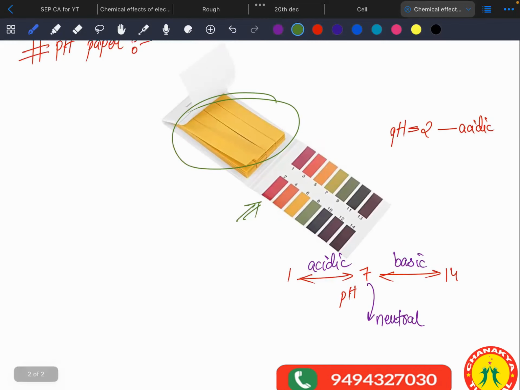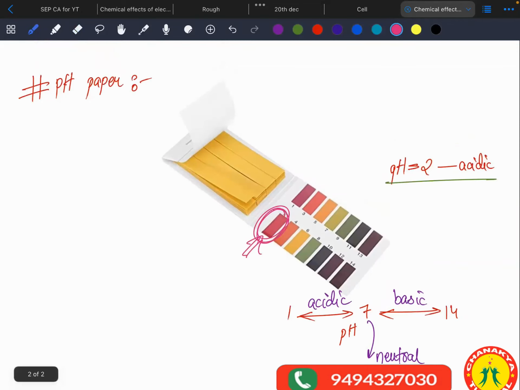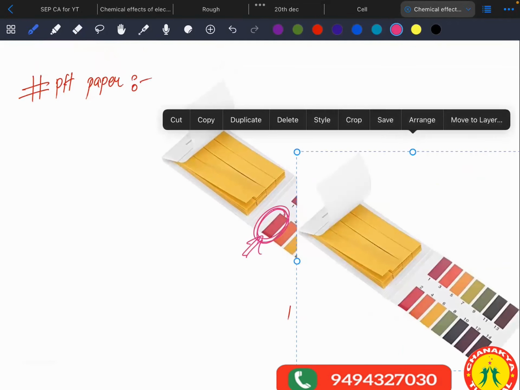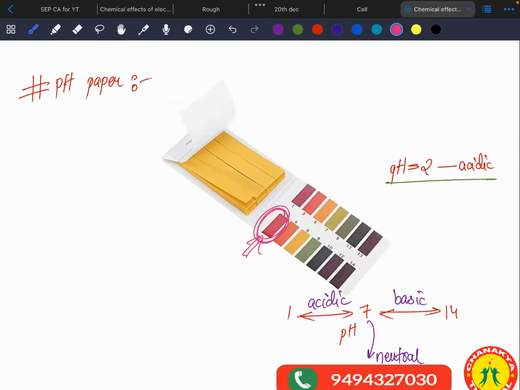When you dip this paper in a liquid which has a pH of 2, it will turn this color, some dark red, somewhat purple. So this pH paper is used for indication. If this pH paper turns into a different color, can I say that some chemical effect is taking place? Yes, sir, because there is a change in color.